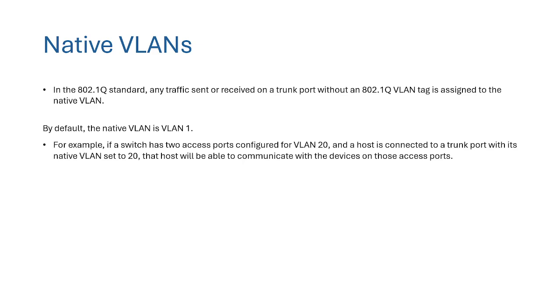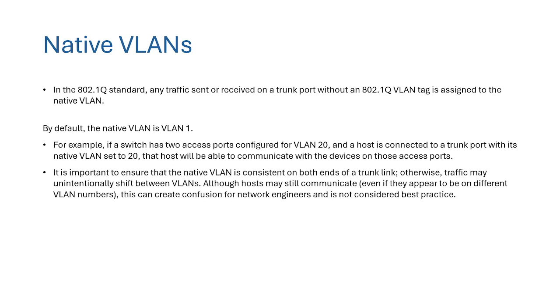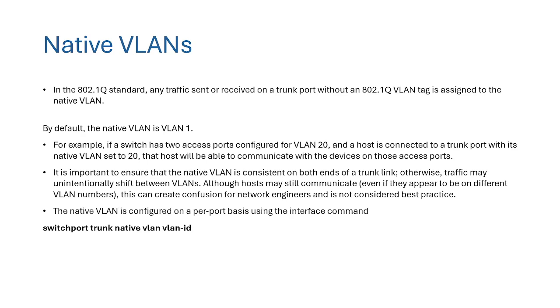For example, if a switch has two access ports configured for VLAN 20 and an end host is connected to a trunk port with the native VLAN set to 20, the host will be able to communicate with the devices on those access ports. So it is important to ensure that the native VLAN is consistent on both ends of a trunk link. Otherwise, traffic may unintentionally shift between the VLANs.